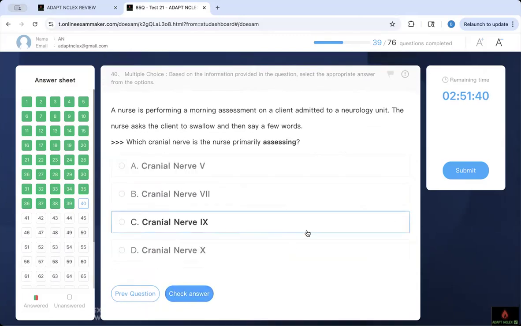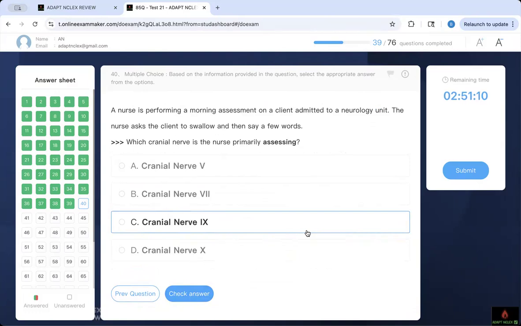Number 40. How did you do? Let's get to it. This is cranial nerve. Are you afraid of it? No, you watch my class because I know you'll master it. I have a video I released recently on cranial nerves. It talks about everything you need to know. I want you to watch it. You'll be more comfortable. But for this question, I will give you the strategy. It may be hard, but you know it. You can eliminate other answers.